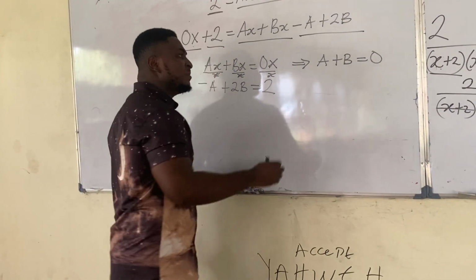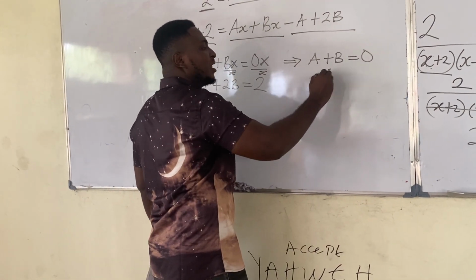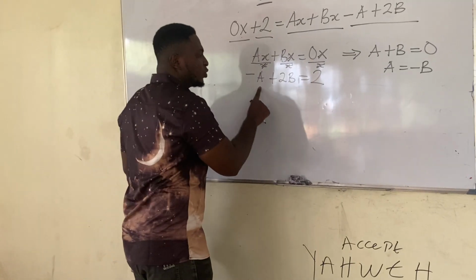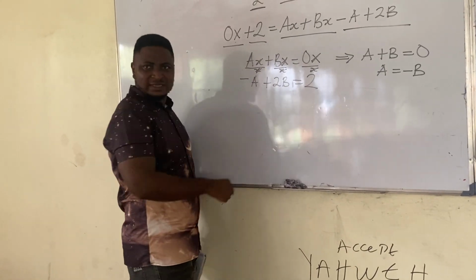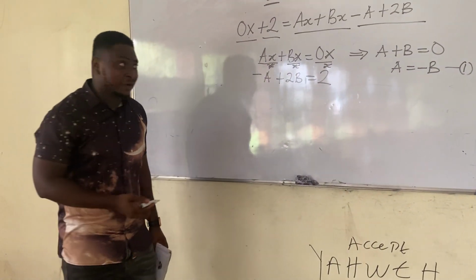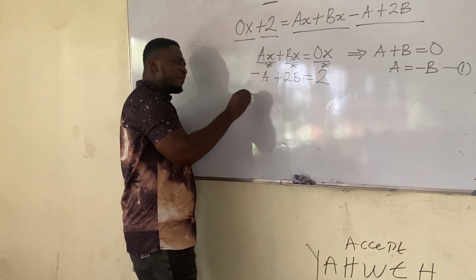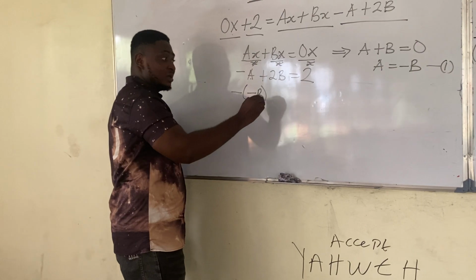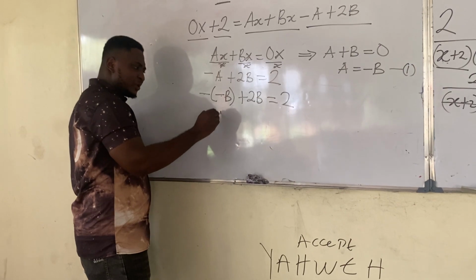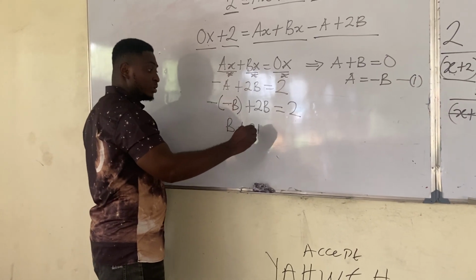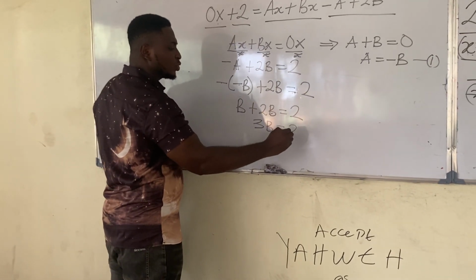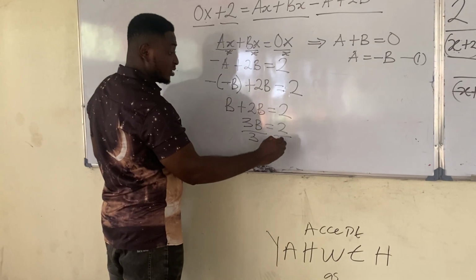If a plus b equals 0, does it mean that plus b can move to this side and become a equals minus b? So a equals minus b, class. Are we correct? Now from equation 2, minus a plus 2b equals 2, but from equation 1, a is minus b. Means anywhere we see a, we can put minus b. Let me replace this a with minus b. What will I have? Minus into bracket minus b plus 2b equals 2. Minus times minus is plus, so we have plus b plus 2b, which is 3b equals 2. Can we divide both sides by 3?